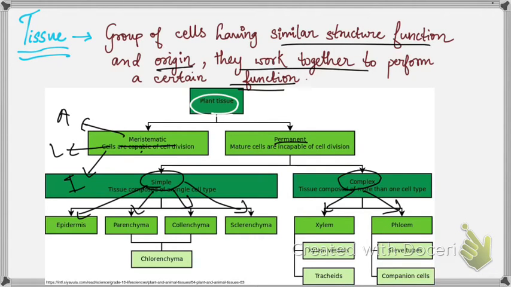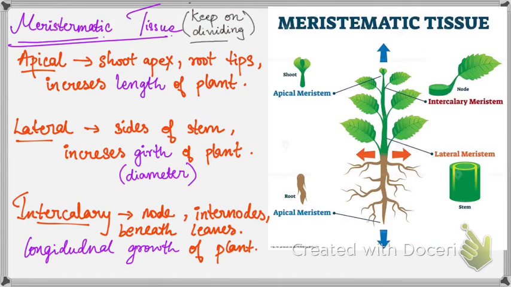So let's start with meristematic tissues in plants. These meristematic tissues keep on dividing and multiplying every moment. Firstly, we'll learn about apical meristematic tissues. These apical meristematic tissues are present in the root tip and shoot apex. That means at the tip of the roots and at the top of the shoot, that means the stem. They grow and multiply there and they increase the length of the plant.